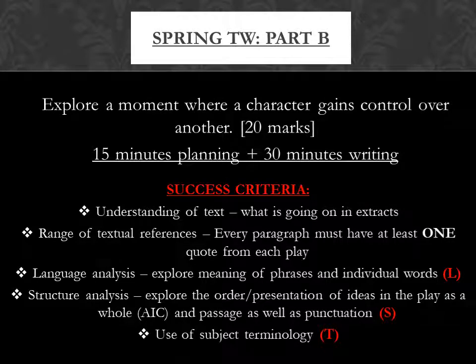Okay, so Spring Tri-Weekly Part B. Could you please write this down in your book? Explore a moment where a character gains control over another. I would like you to spend 15 minutes planning and 30 minutes writing. Before you do that, please could you write down the success criteria.